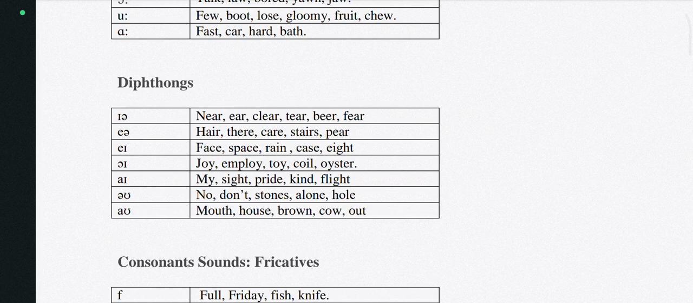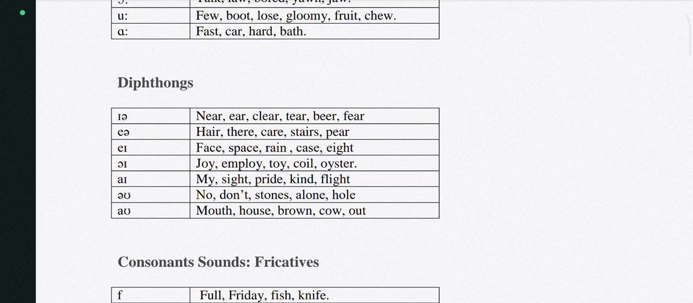Then you have O. Okay. A and also U. A plus U will make O. Okay. So, how do we pronounce these words? It is no, don't, stones, alone, whole. Okay. But we are not aware of all these things. So, how do we pronounce generally? No, don't, stones. Okay. So, that is not the way we have to pronounce. In proper English, we have to pronounce it no.